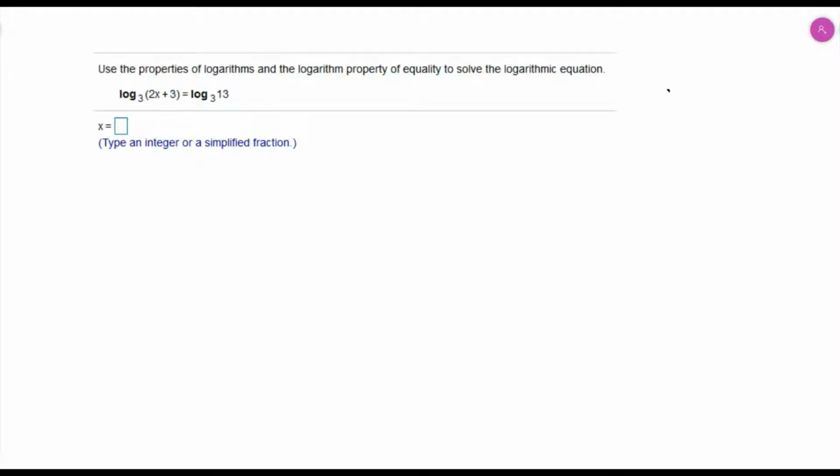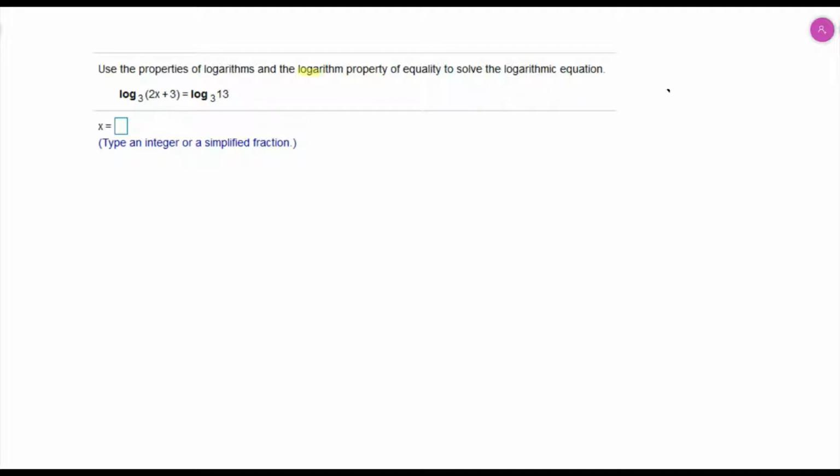Hi, this is Professor Sartor, and I'm going to be working a few more problems related to exponential and logarithmic functions. This question says, use the properties of logarithms and the logarithm property of equality to solve the logarithmic equation.